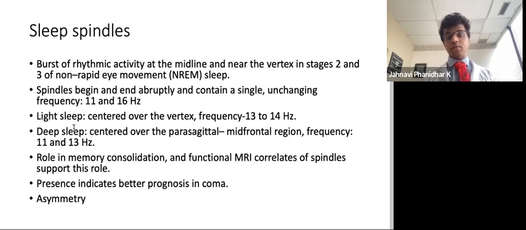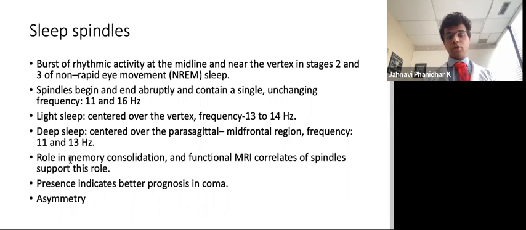During light sleep, they are mainly over the vertex or the central part, and they have a higher frequency, 13 to 14 Hz. But when we progress to deep sleep, they move anteriorly towards the parasagittal and midfrontal parts, and their frequency decreases to 11 to 13 Hz.